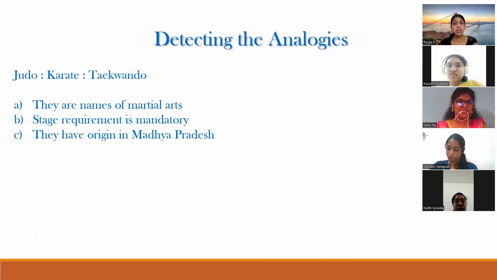So the third type is detecting the analogies. Here, as I told you, you're given a few words. Notice it is not a pair, it is a triplet. You're given three words and you'll have to identify the relationship that these three words hold. So the question is judo, karate, and taekwondo. What could be the answer?